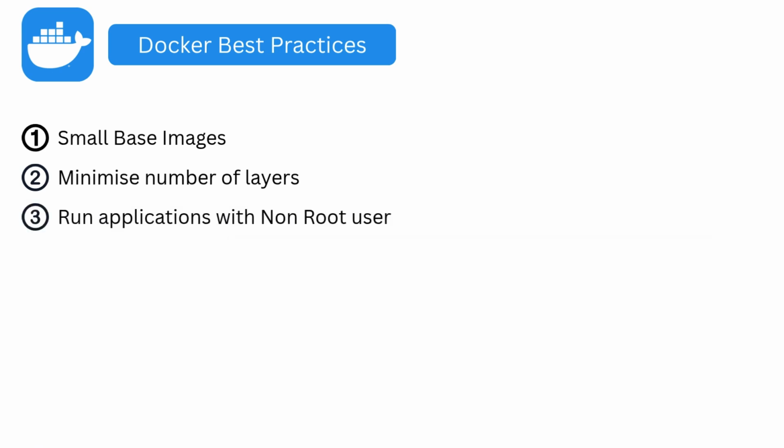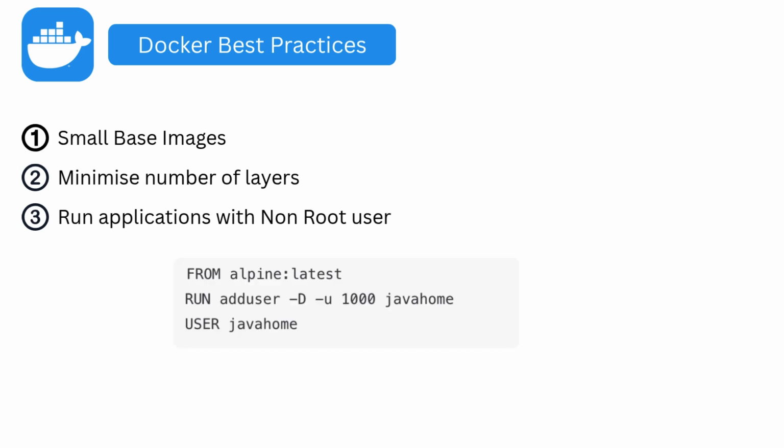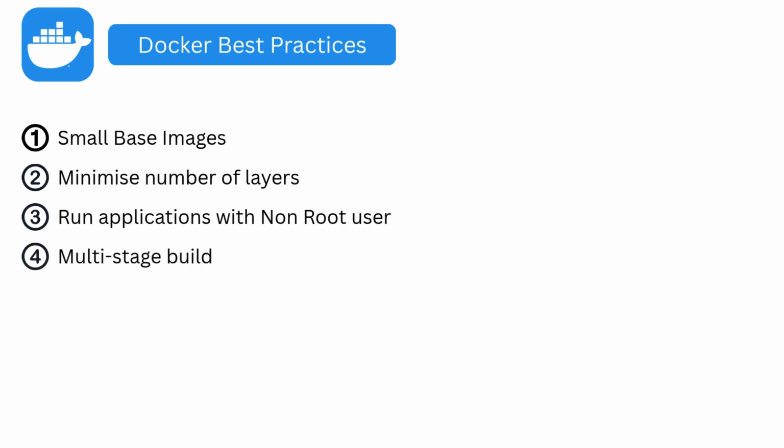Number 3, we should run applications inside Docker as a non-root user, because if we use root user, if our application is compromised, the hackers get access to root, which means full access to that entire host. To prevent this, we should create a non-root user inside Dockerfile and switch the user using user instruction in Dockerfile.